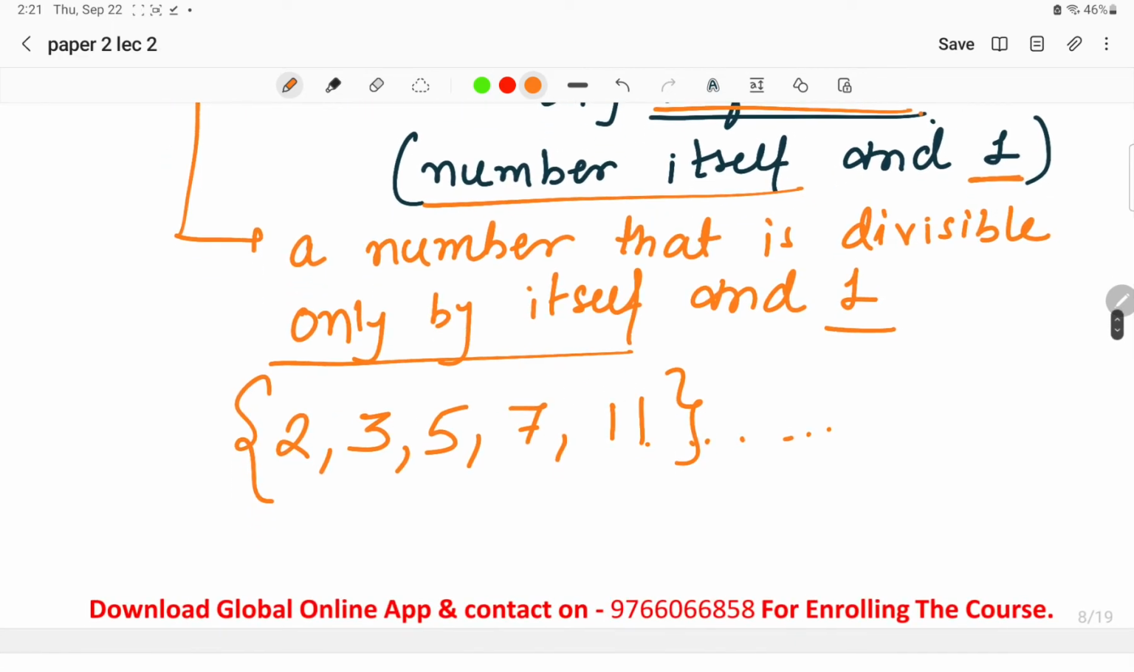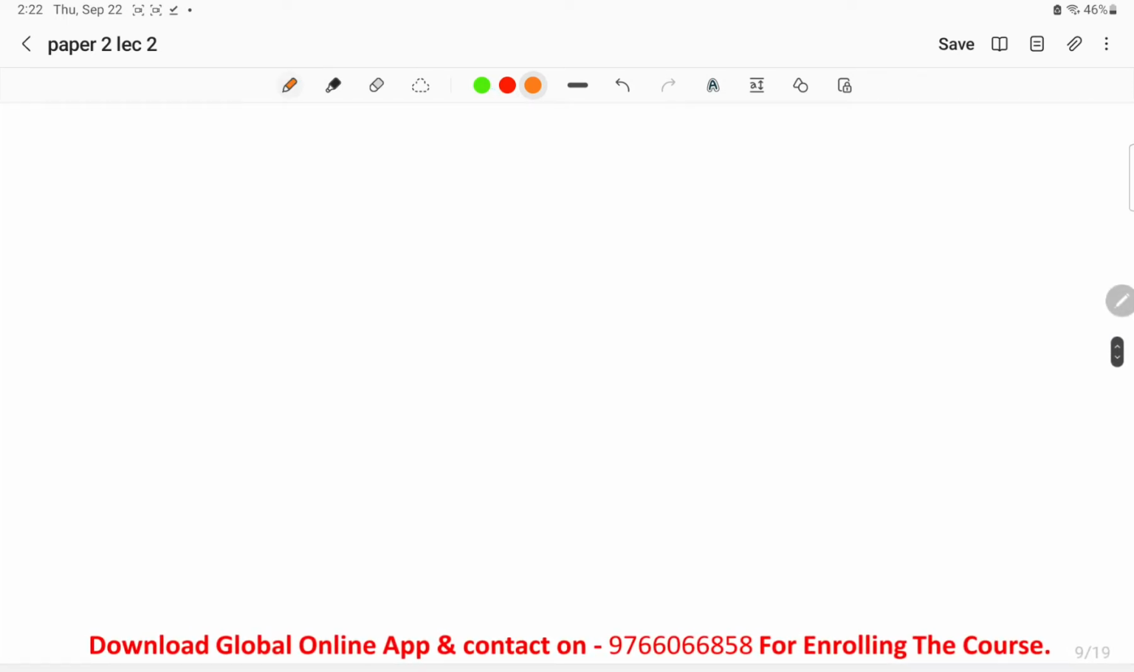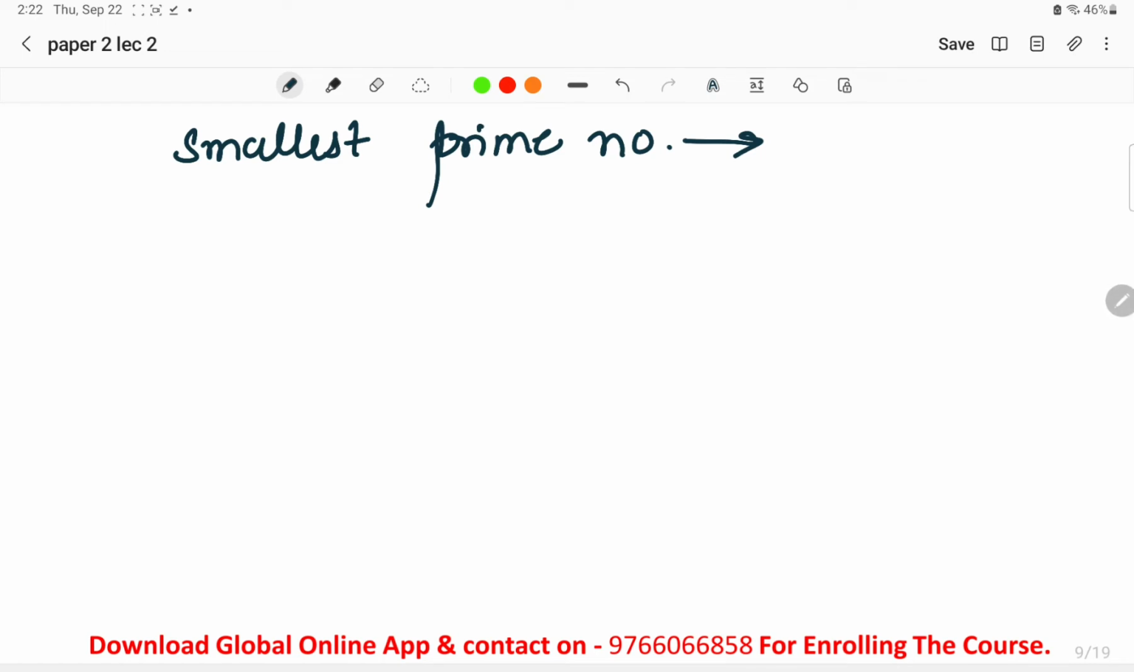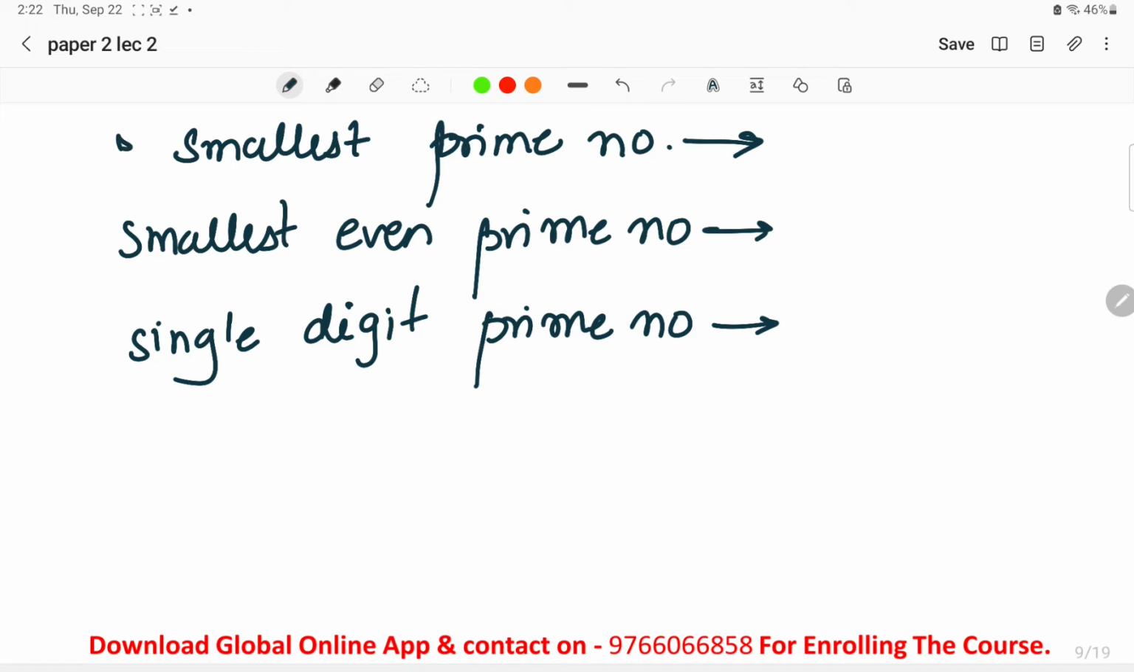Okay, now the questions that can be asked to us from the topic of prime numbers will be: the very first question is the smallest prime number. Next, the question can be the smallest even prime number. And next, single digit prime numbers. How many single digit prime numbers are there? This is also a question that can be asked.